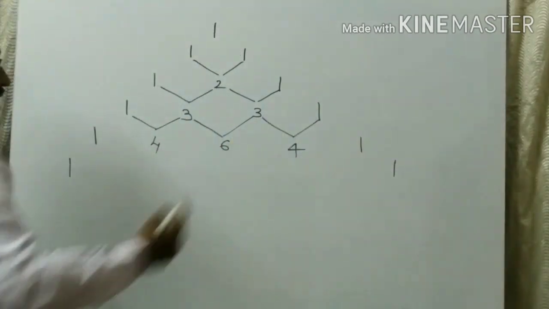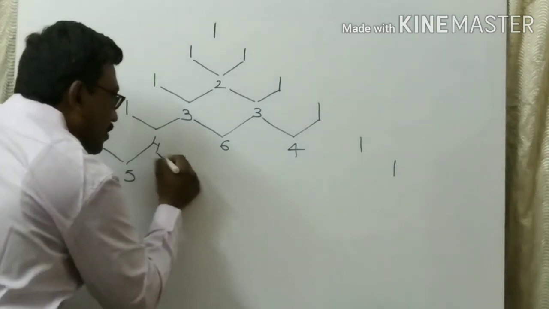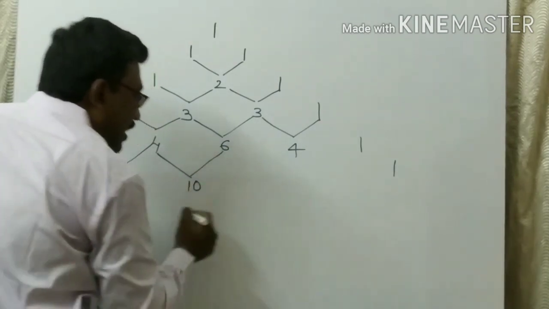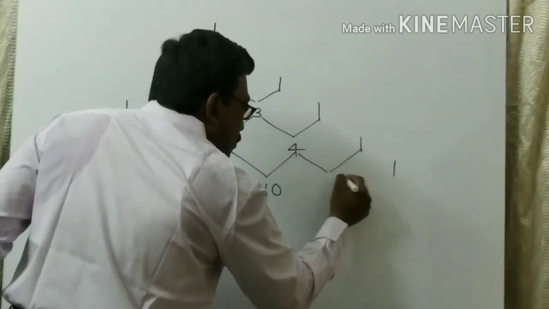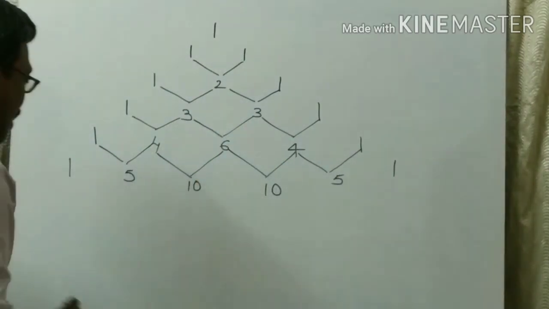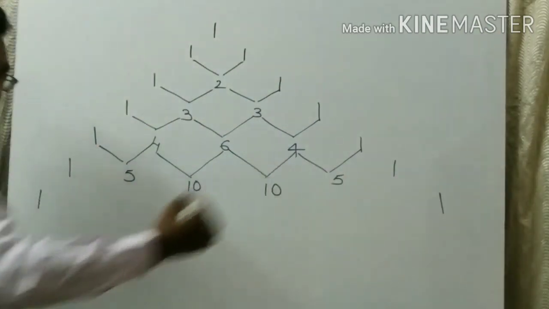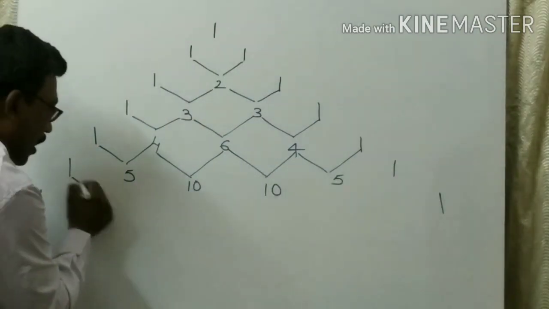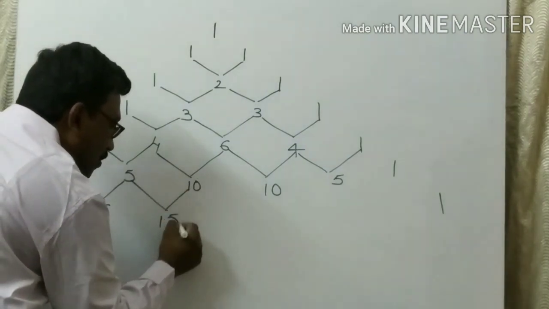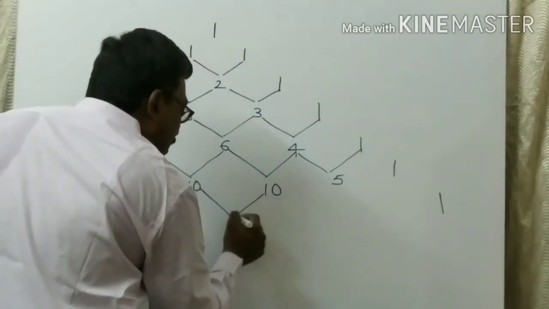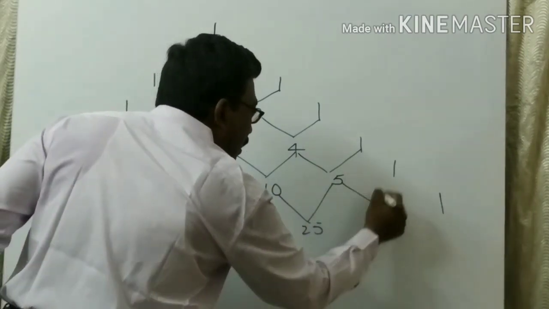Now again, add the extremes. Extremes are like that. Now 1 plus 4, 5. 4 plus 6, 10. 6 plus 4, 10. 1 plus 4, 5. Now come to the next one. Extremes are 1. Now add these two. 6. Now it is 15. It is 20. 25.